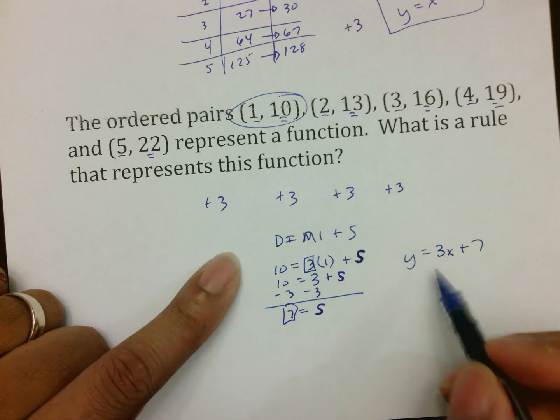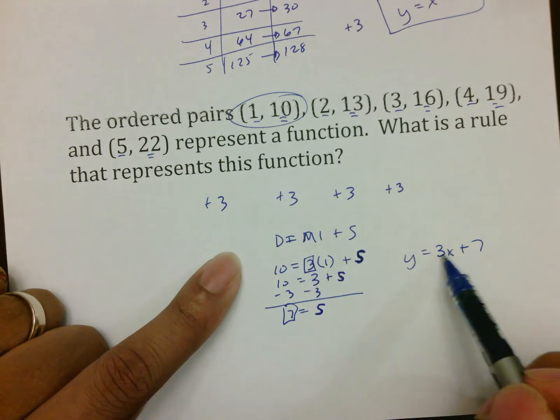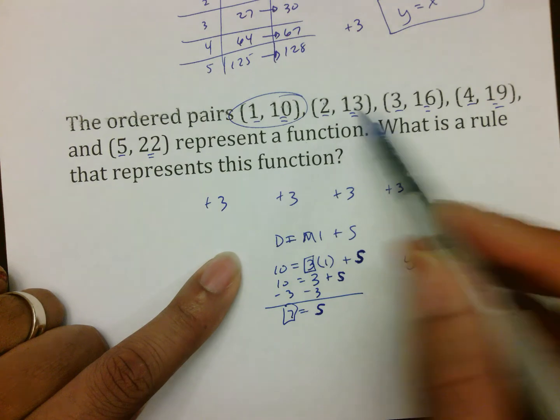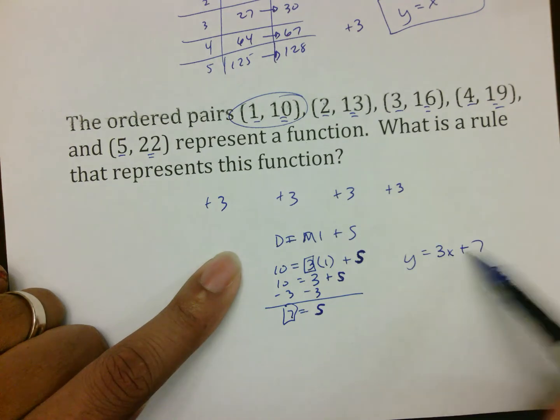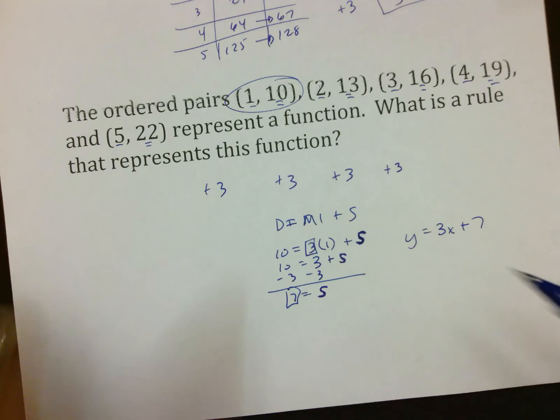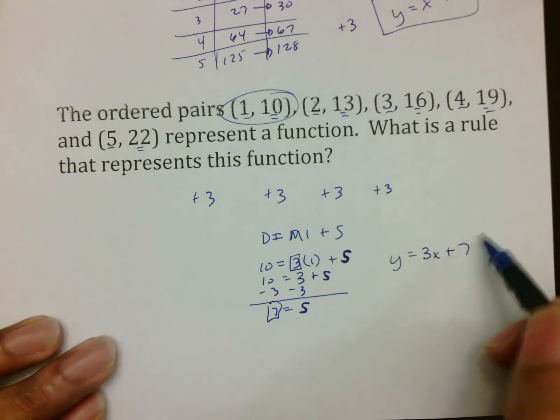And the good thing about these is that you can actually check. 3 times 1 is 3 plus 7 is 10. 2 times 3 is 6 plus 7 is 13. 3 times 3 is 9 plus 7 makes 16, and so on. 4 times 3 is 12 plus 7 makes 19, and so on. So again, that is your pattern.